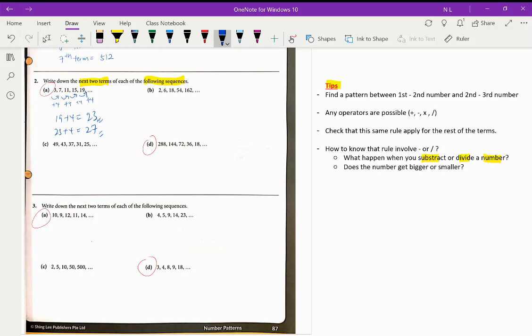For 2b, let's check. From the first term to the second term, there seems to be a plus 4. From the second term to the third term, there seems to be a plus 12. After that, plus how many? 36. Then you notice that there doesn't seem to be a pattern if I use plus. So maybe I can try times.